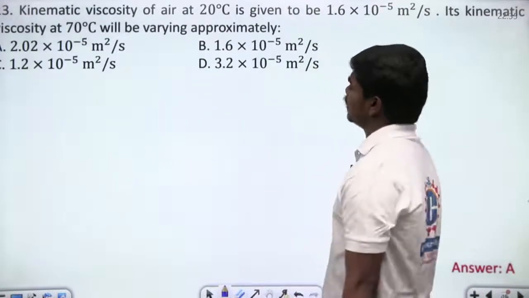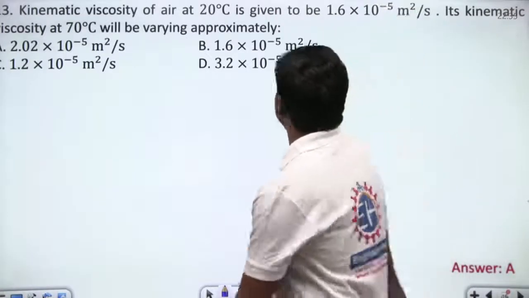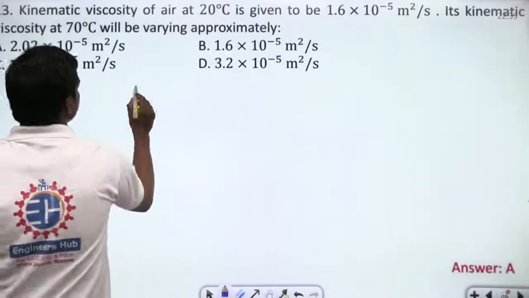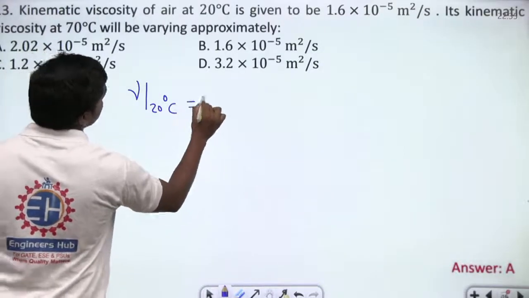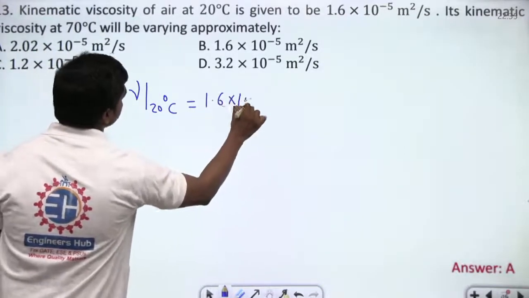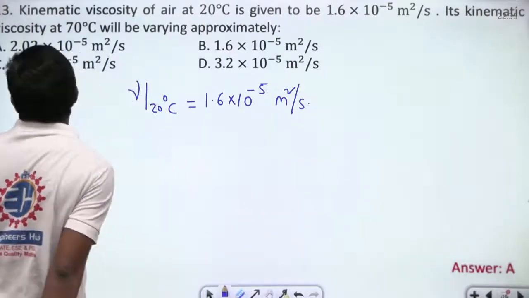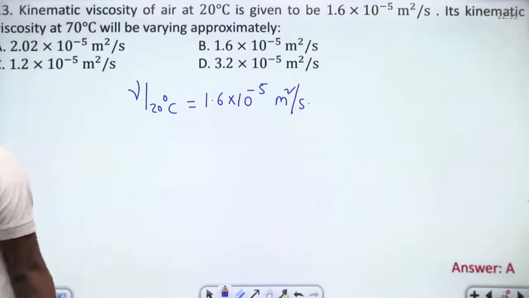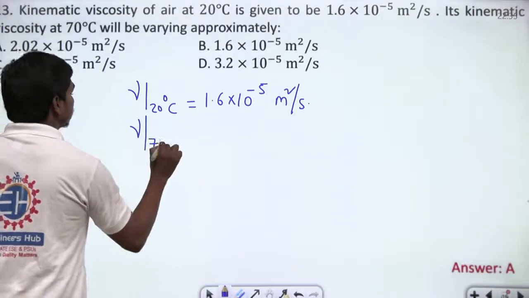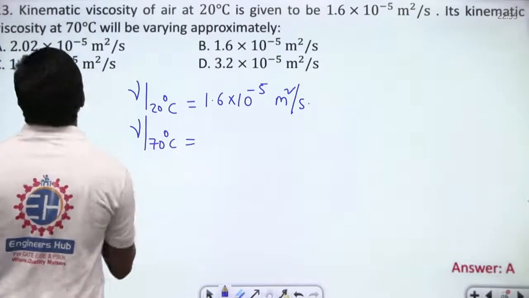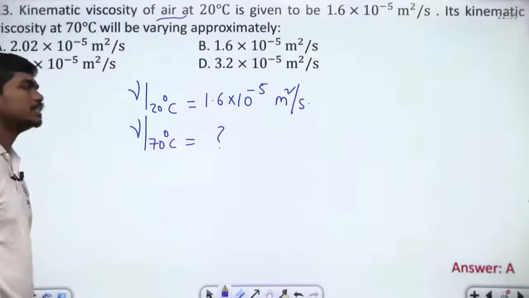Kinematic viscosity of air at 20 degrees Celsius is given to be 1.6 into 10 to the power minus 5 meter square per second. Then its kinematic viscosity at 70 degrees Celsius will be varying approximately. So this is what they are asking, and I think they have given some gas. Okay. So what will be this value? This is what they are asking.